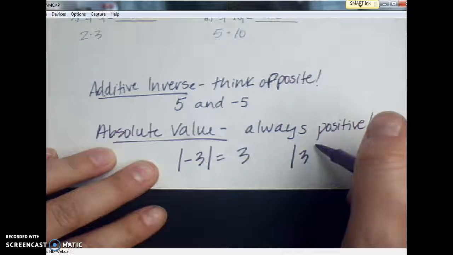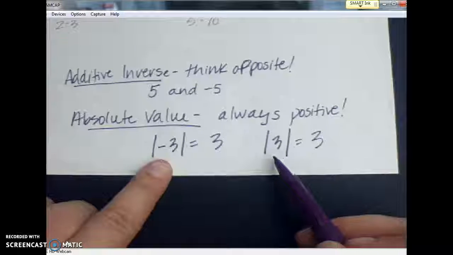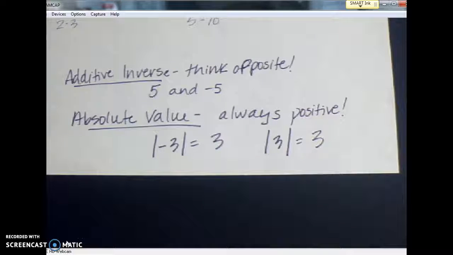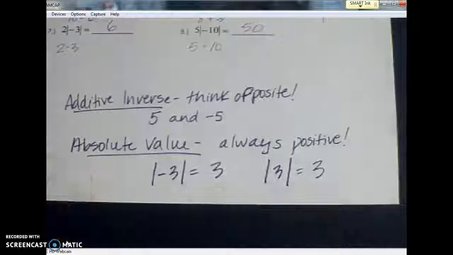What is going to be the absolute value of 3? Still going to be 3. They are both 3 away from 0. So the absolute value of negative 3 and the absolute value of 3 are both going to be 3 because they are both 3 away from 0. So hopefully you've got a good understanding of the difference between additive inverse and absolute value, and we'll be using that as we move forward to talk about adding integers in our next lesson.